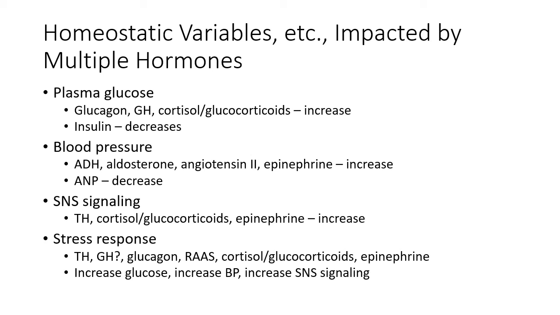Then epinephrine actually binds those receptors and activates them, just like norepinephrine released from sympathetic neurons does. Then you have a bunch of hormones involved in this stress response. So you have thyroid hormone, glucagon, the RAAS, cortisol, and the other glucocorticoids, and epinephrine are all directly involved in the stress response. Also, growth hormone may play a role in the stress response as well.